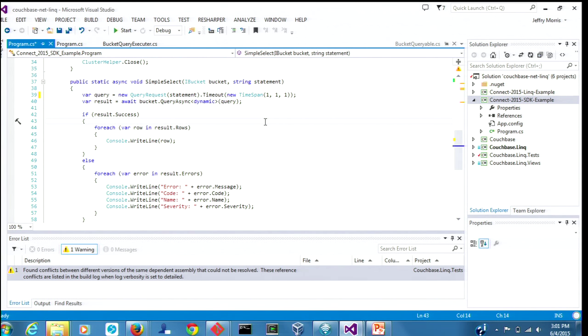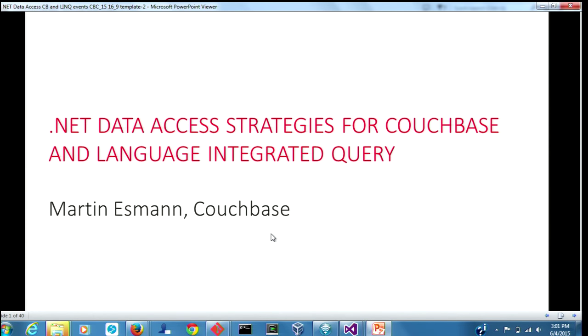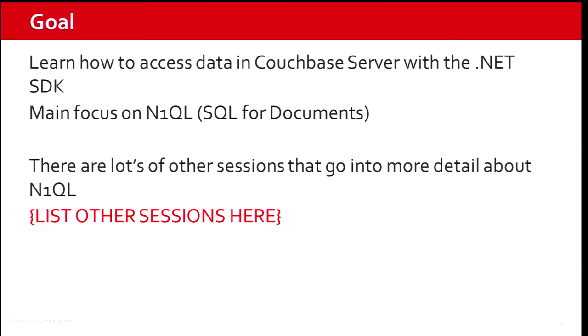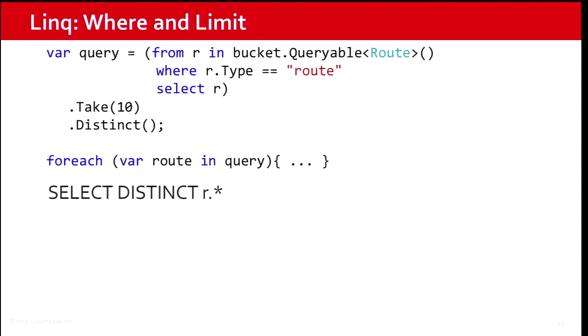There's also a Query method. The Query method is synchronous. Once again, this goes back to the IResult object. If the result is a success, you're going to run through each row of the results using the IQueryResult value. If there's an error, then you're going to output the errors. So let me go right back into the presentation.